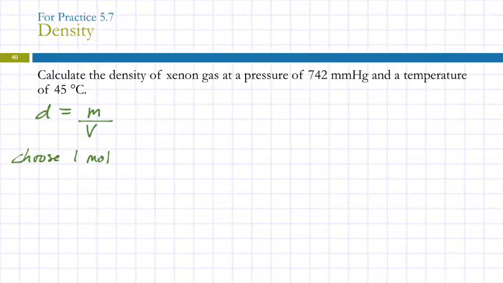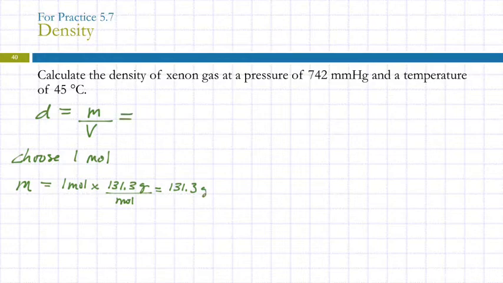So the mass of this is going to be 1 mole times the molar mass of xenon, 131.3 grams per mole. You don't actually have to do this part, but I'm just going to show you. 131.3 grams. So that's the mass of this sample that I chose, 131.3 grams. What's the volume of 1 mole at 742 millimeters of mercury and 45 degrees Celsius?